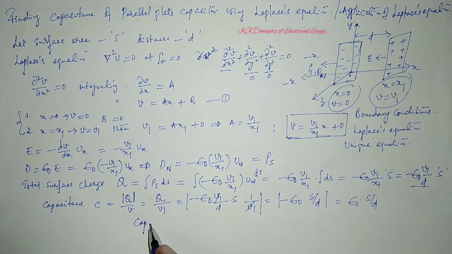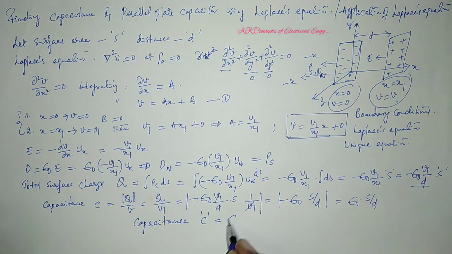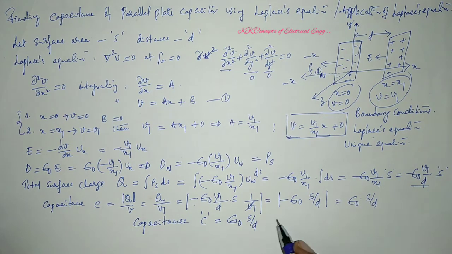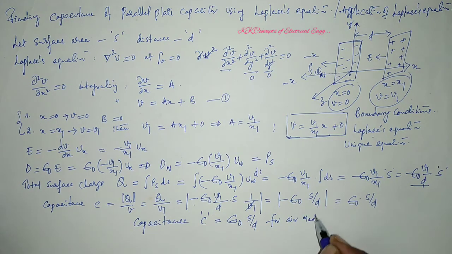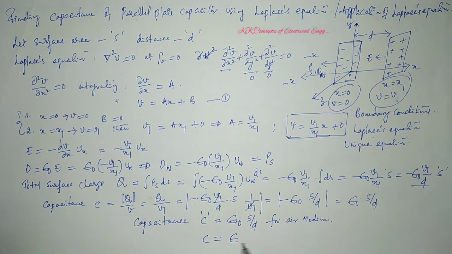Capacitance C of the parallel plate capacitor is equals to epsilon naught S by D for air medium. This will become C equals to epsilon S by D, where S is the surface area and D is the distance between the two plates, in farads.